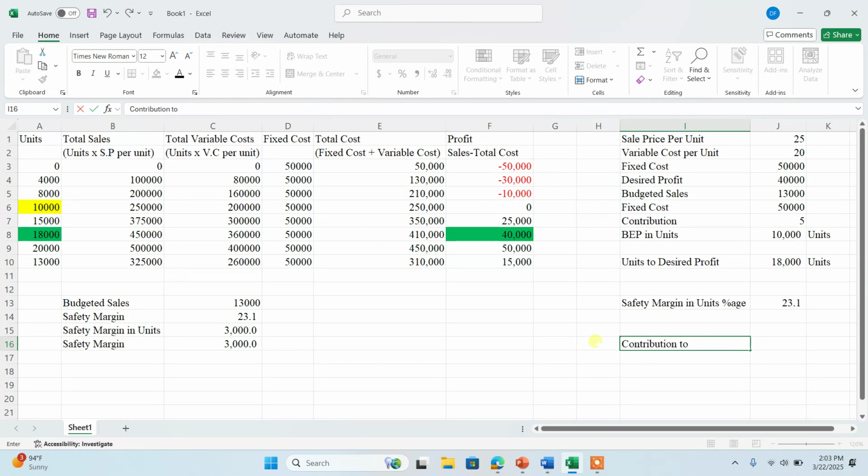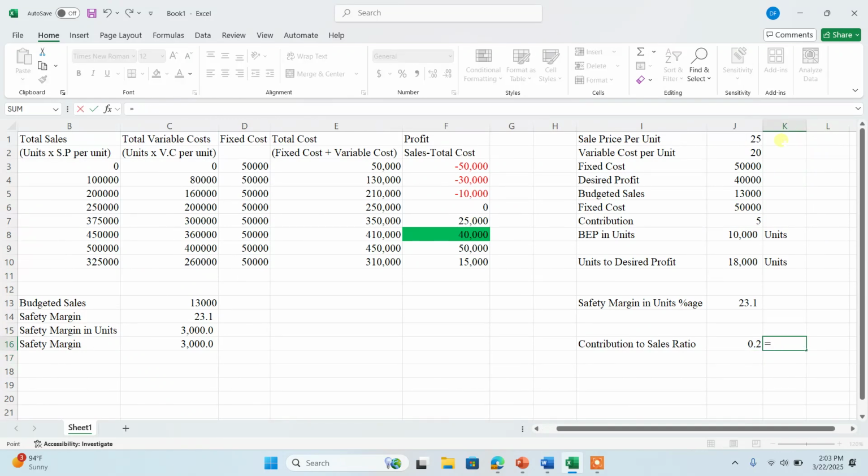Contribution to sales ratio. We already have the contribution, which we found to be 5, and the sale price per unit is 25. So the contribution to sale ratio is 0.2. If you want to convert it into a percentage, you can simply multiply by 100, which is 20%. So your contribution to sale ratio is 20%. It means that on each unit of sale, you are earning 20%.